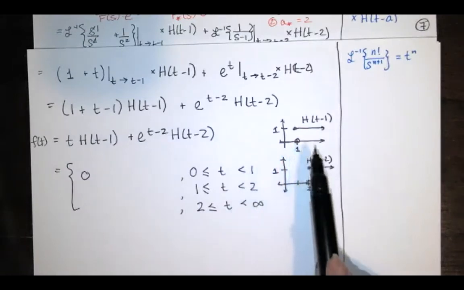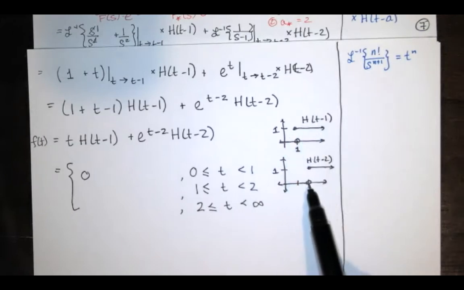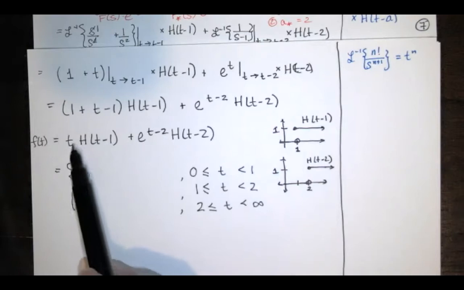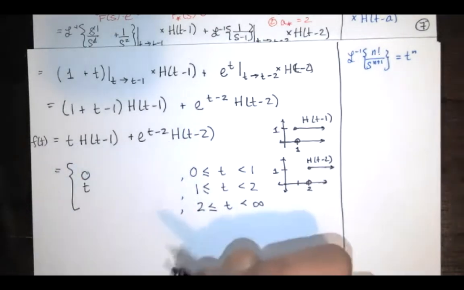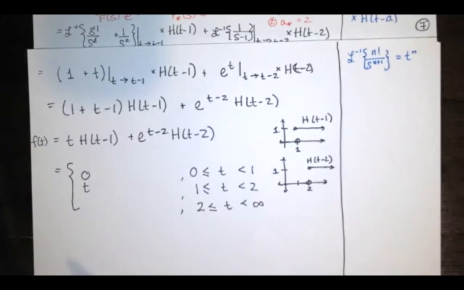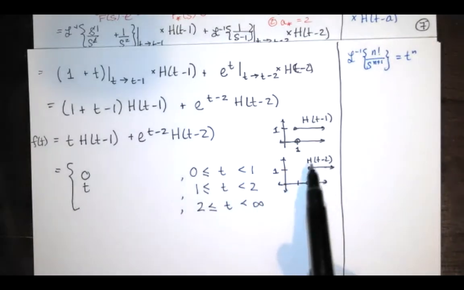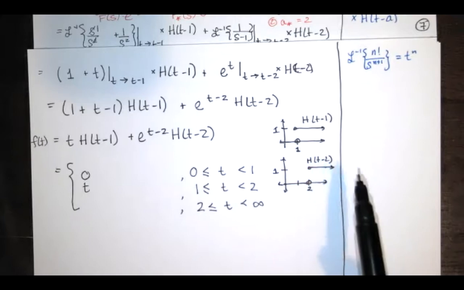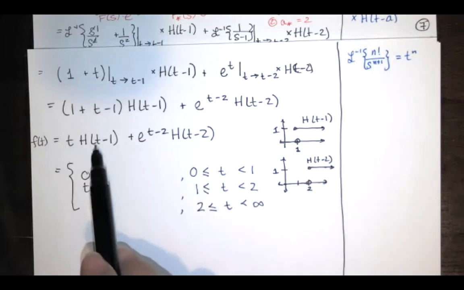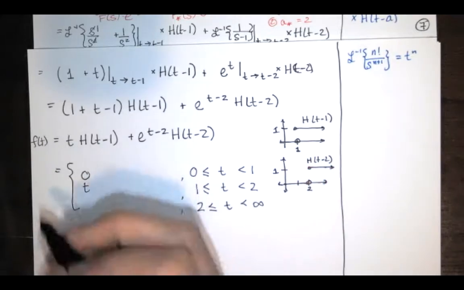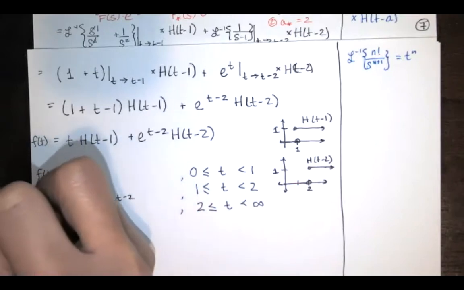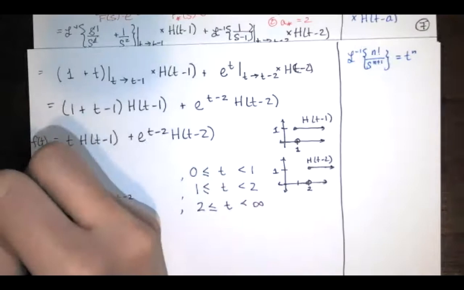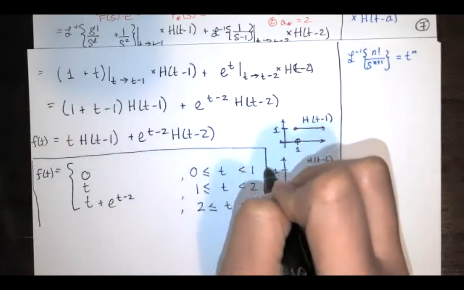On the interval from 1 to 2, this Heaviside function is 1, but this Heaviside function is 0. So we'll have t times 1 plus the exponential times 0. So it's just going to be t on that interval. And then on the interval from 2 to infinity, this Heaviside function is 1, and so is this one. So this is t times 1 plus the exponential times 1. So we just get t plus the exponential. And that would be our answer.